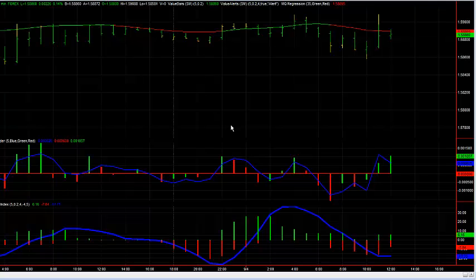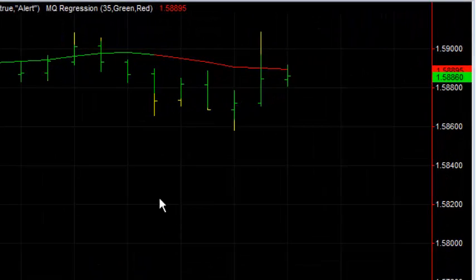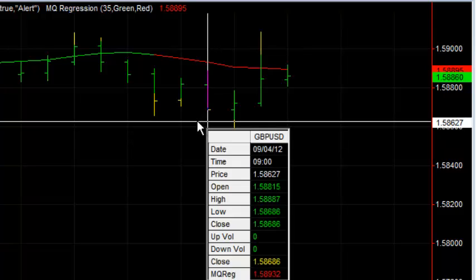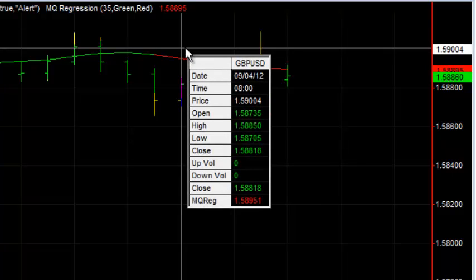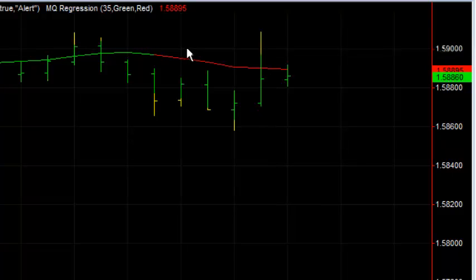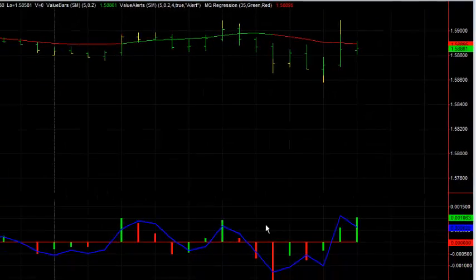Breaking it down to a 60-minute chart, you can see where we entered at this moderately undervalued price point on this bar right here, and where we exited at an overvalued price point at a price of 1.5900 in the moderately overvalued price zone.